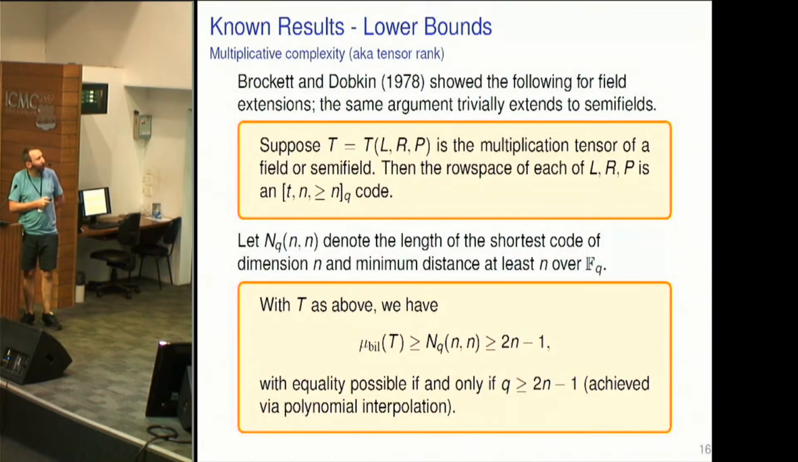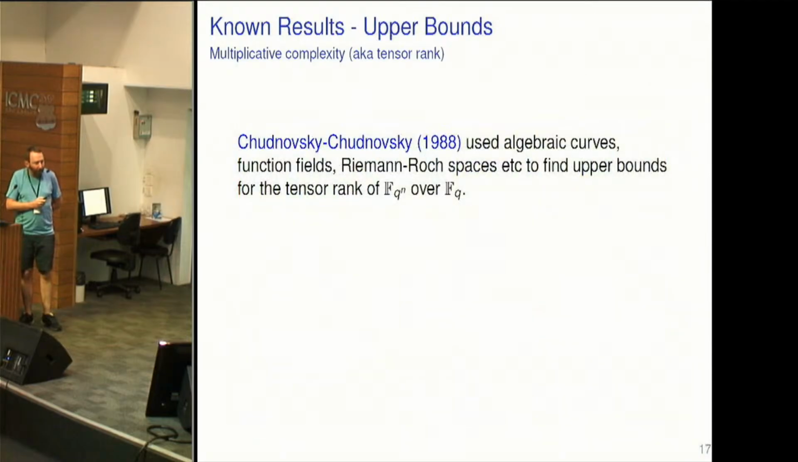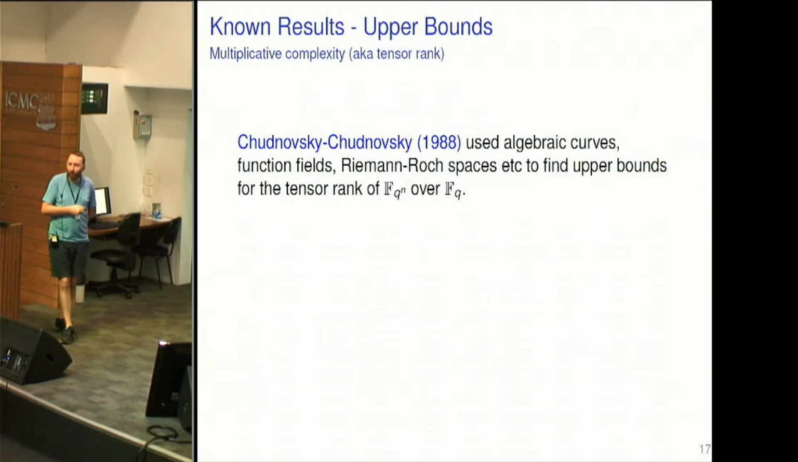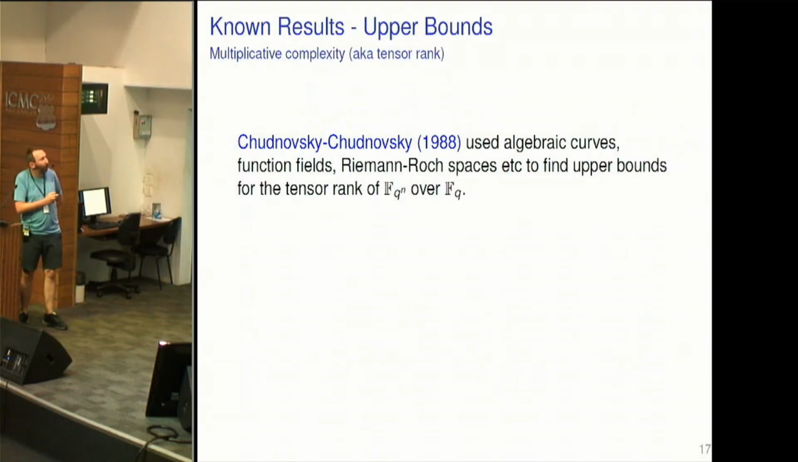In turn, this gives us a bound that my tensor rank or my multiplicative complexity is at least the length of the shortest code with dimension n and minimum distance at least n. So again, our Singleton bound gives us 2n minus 1, and that's possible if and only if q is large enough. So for small q, these kind of bounds become much more interesting. What about upper bounds? Well, for the finite field, there's the famous Chudnovsky squared algorithm using fancy algebraic curve stuff that everybody in the audience knows more about than I do.